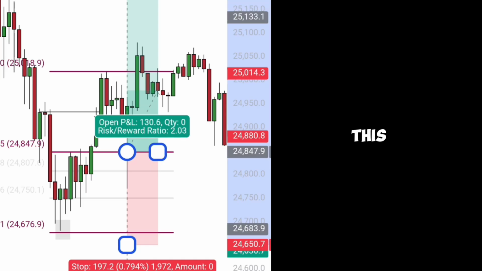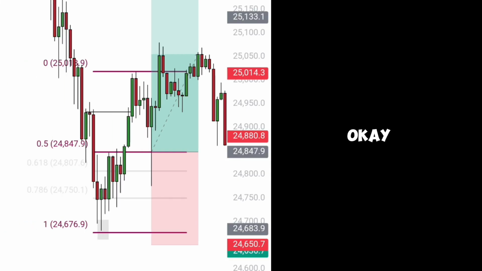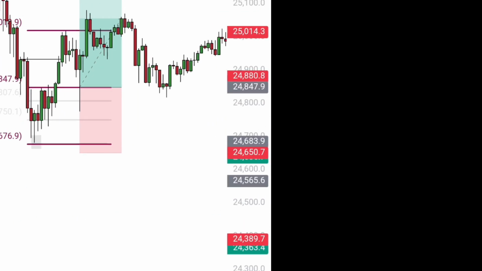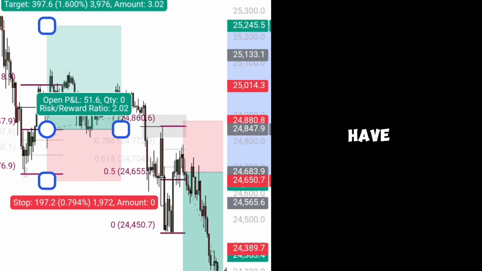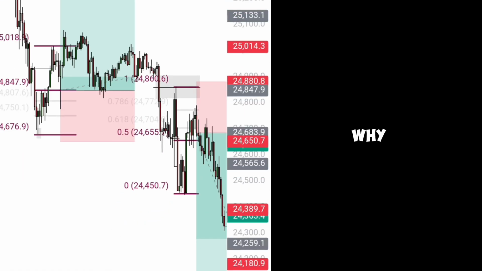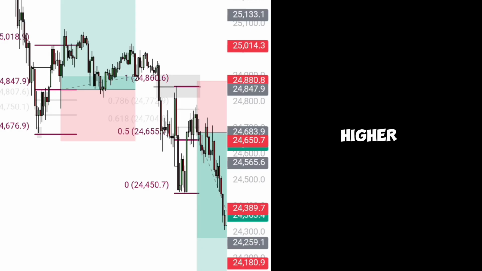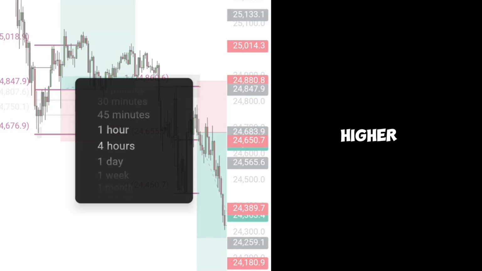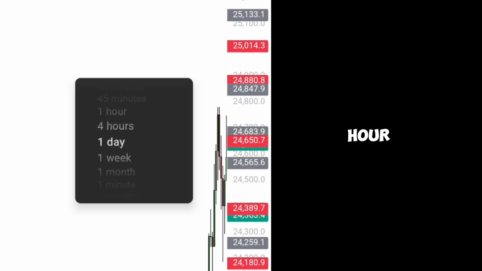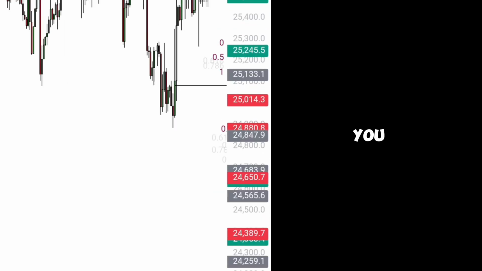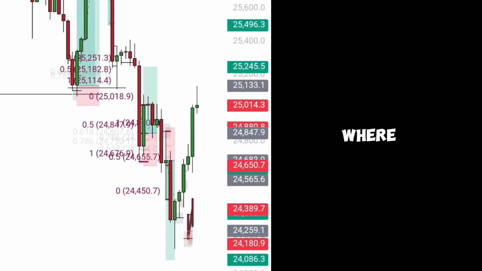All right, so this risk reward ratio is 1 to 2. From the higher time frame, this would have been a losing trade. Why? Because we are not looking at it from the higher time frame. If you go to the higher time frame, maybe the 4-hour or the 1-hour time frame, you will likely see it clearly. See where we are trying to buy.